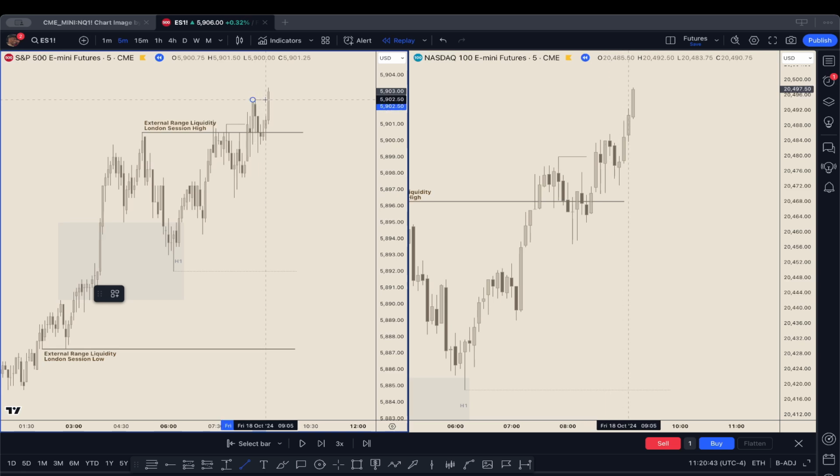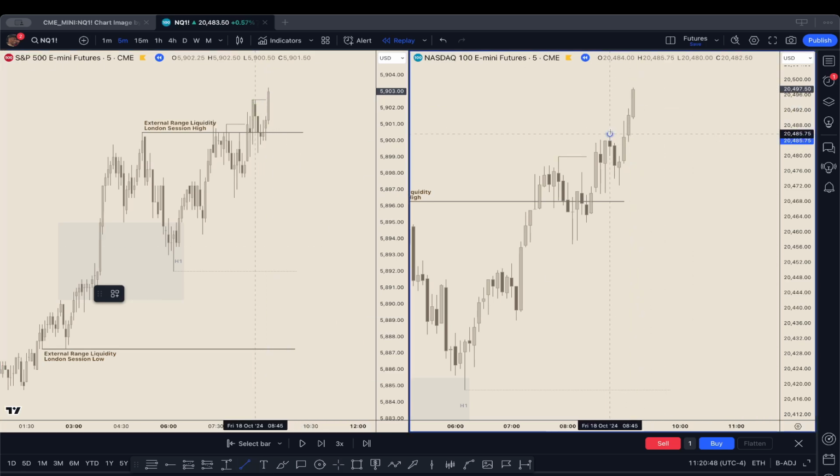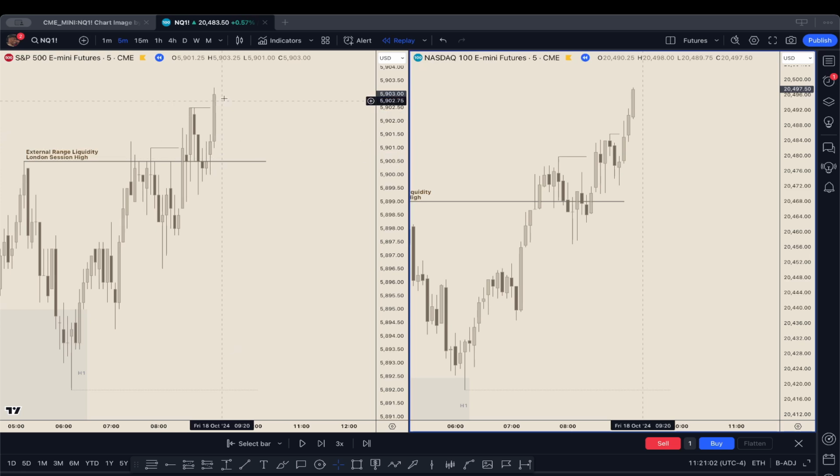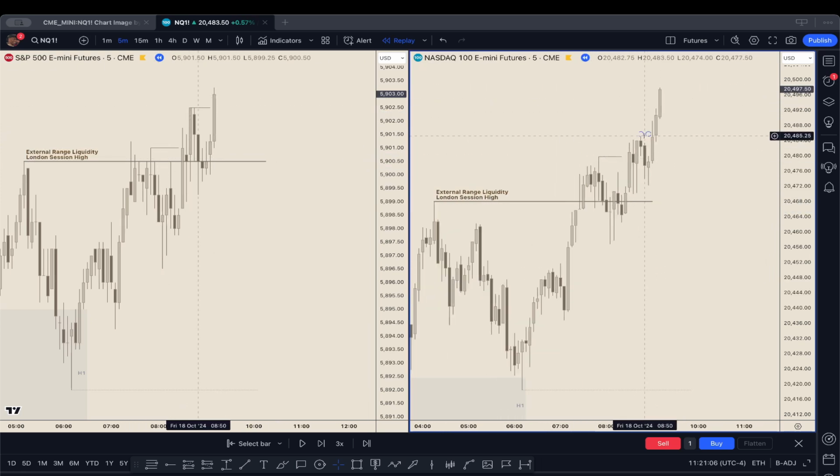Again, price is breaking highs on both markets, so I'm keeping an eye out for any very clear big levels of SMT. But it's 9:10 right here, and you can see that we're starting to get this follow through in the form of a bullish mitigation block. So I'm just watching price action going into market open here.